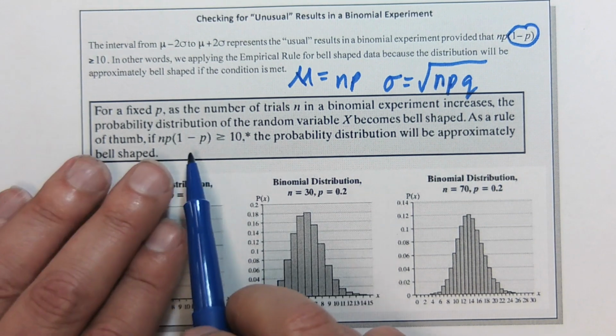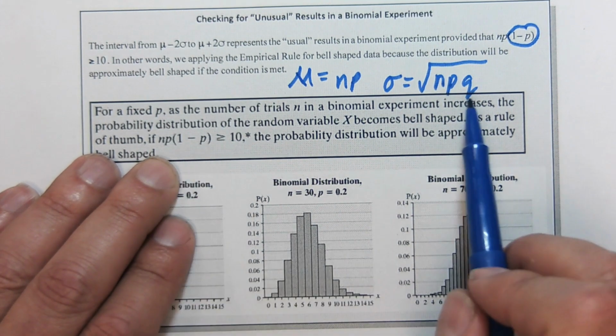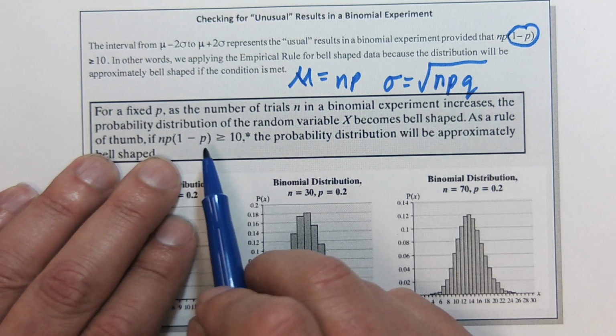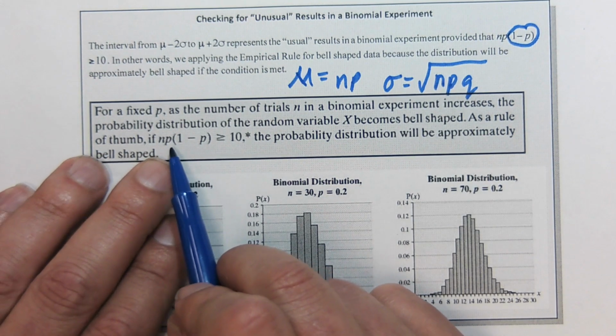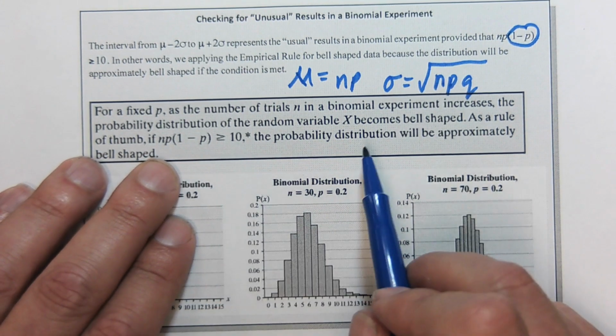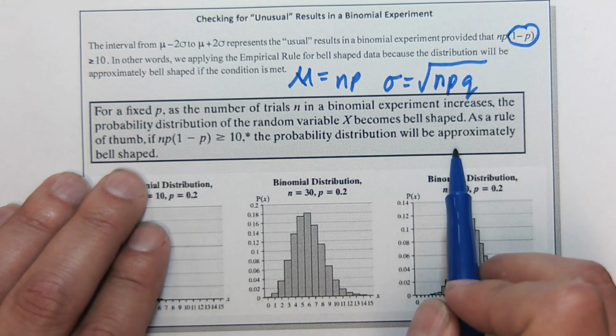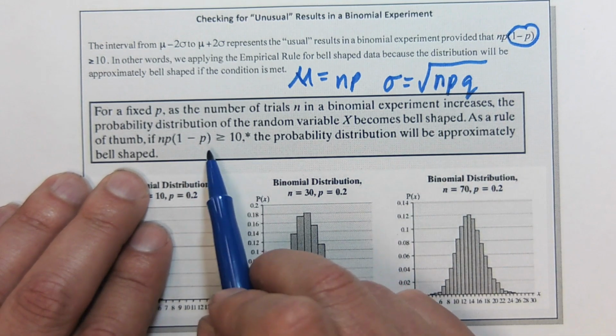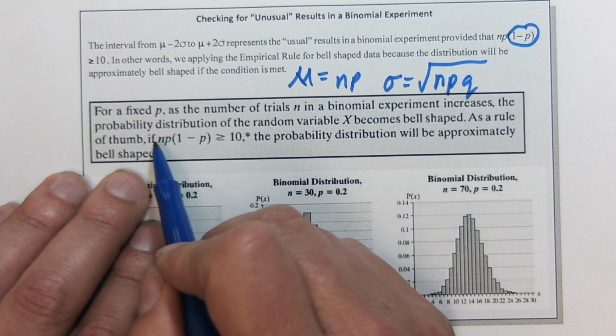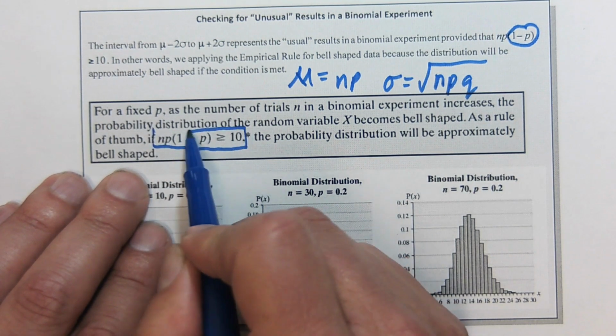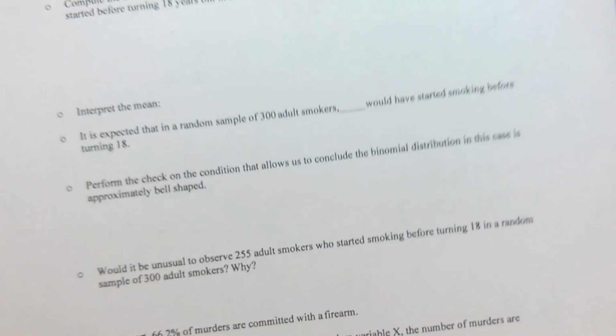Now there's one other piece here. We have to test this here, and you'll notice that's the square of that. It's what's referred to as the variance. If this is bigger than or equal to 10, then the distribution will be approximately bell-shaped. So we'll have to test for that as well. So those are our 3 main formulas that we're going to be looking at as we proceed to this last part.